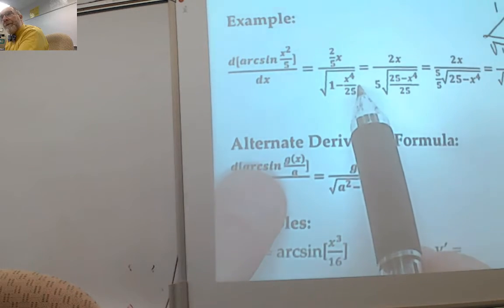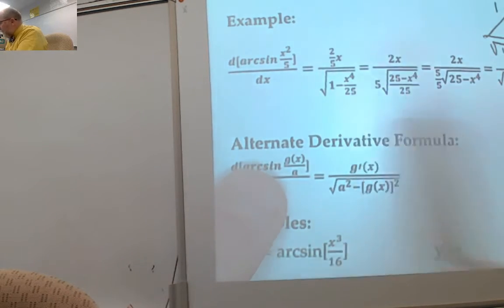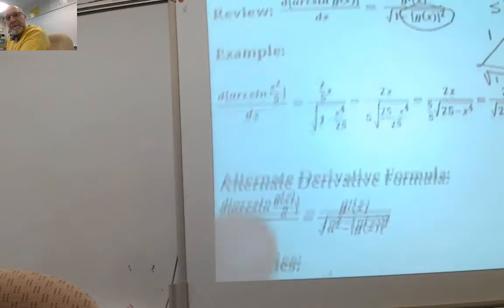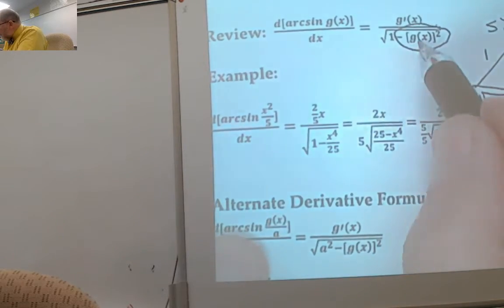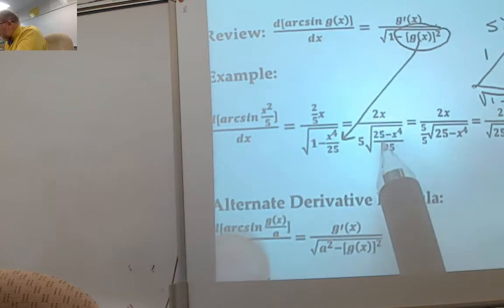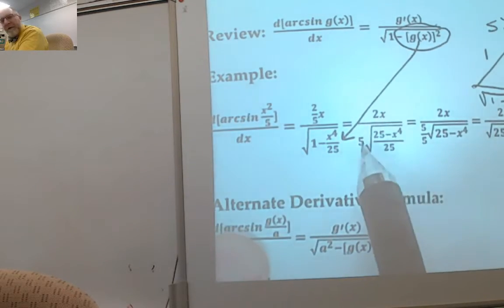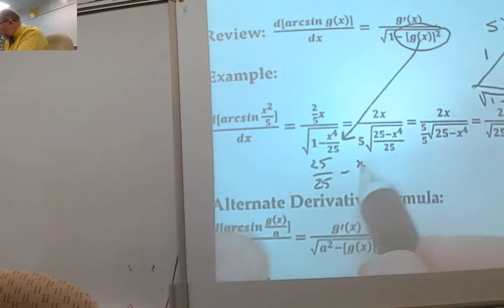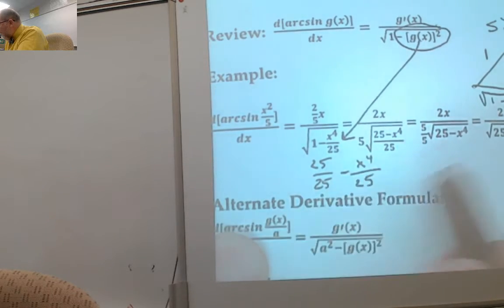Everybody all right on that? No? Right here, here's g of x squared. Here's g of x squared right there. Okay. So then what I did is here's 2x over 5. I got a common denominator. 1 is 25 over 25 minus x to the 4th over 25. And I got this.